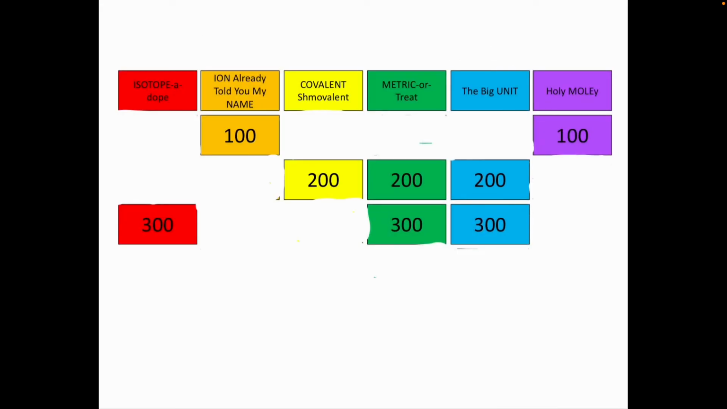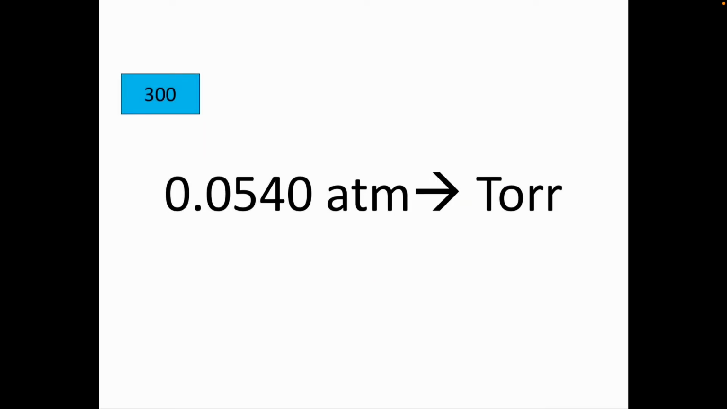What do we got? Let's get one more. Annabelle, pick one for me. Big unit for 300. ATM to torr. What the heck is that? Doesn't matter. We know how to do it.